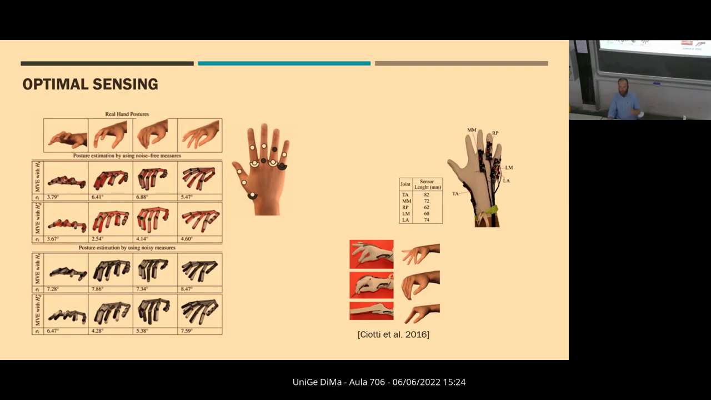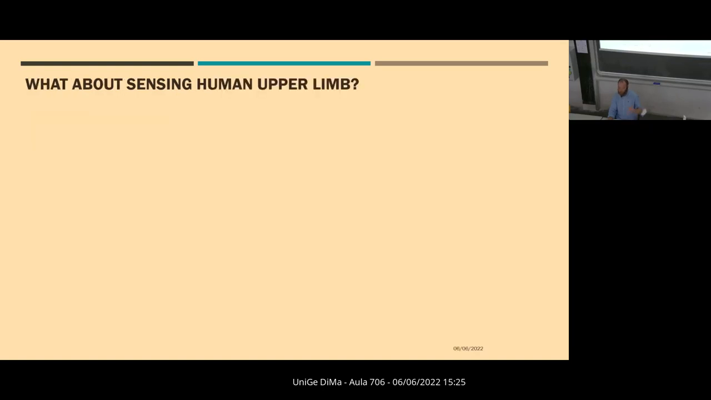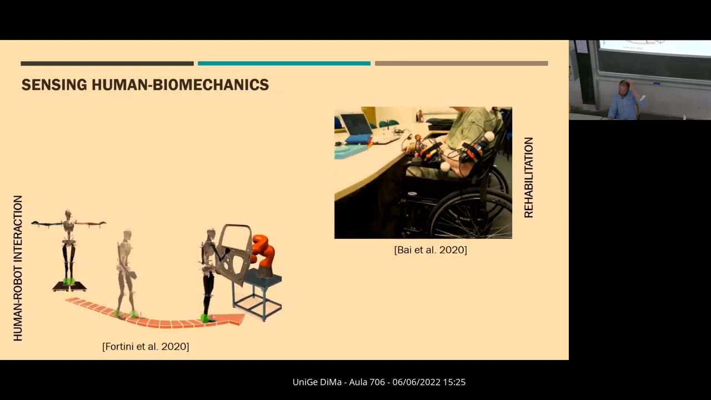So synergies that have been studied in depth for grasping tasks have been used to design robotic hands with a reduced number of degrees of freedom, but can also be used to design a sensing system with a reduced number of sensors, which can be optimized considering the distribution of the most probable postures in the human hand. And this is true for grasping tasks, but what about sensing the human upper limb?